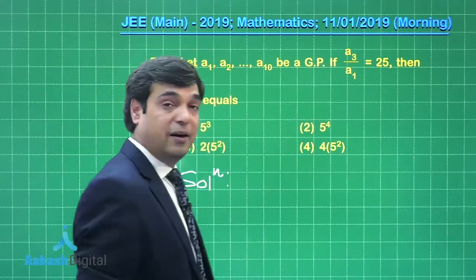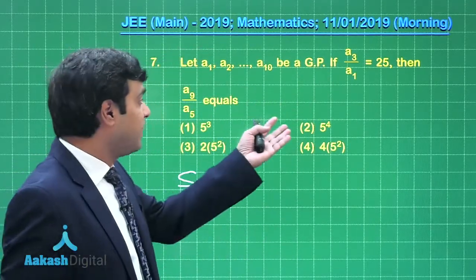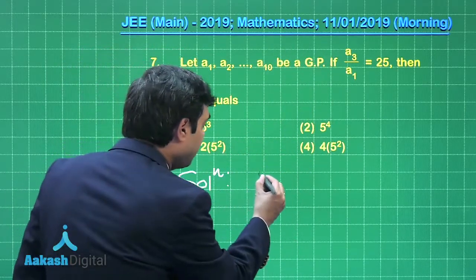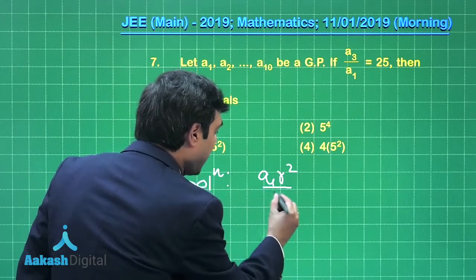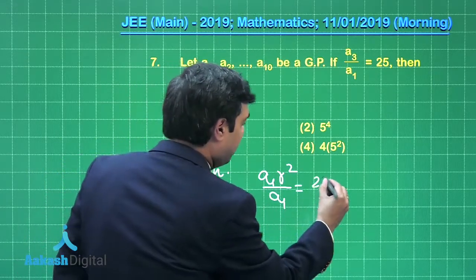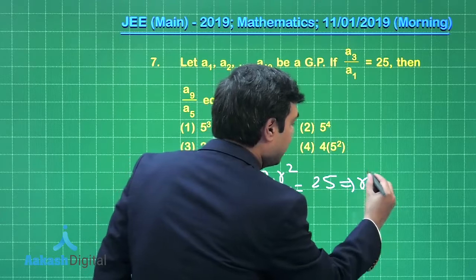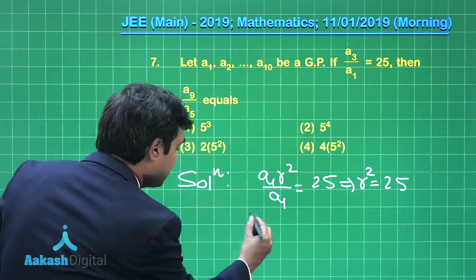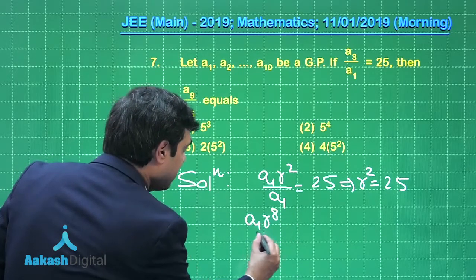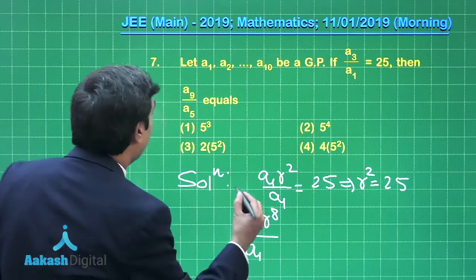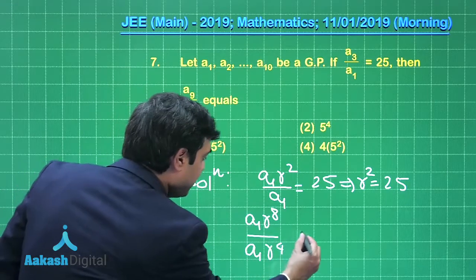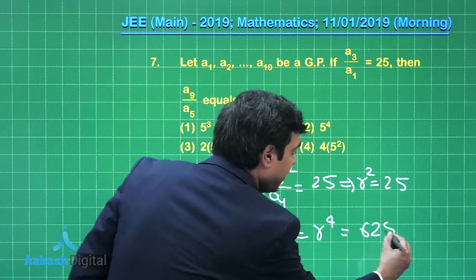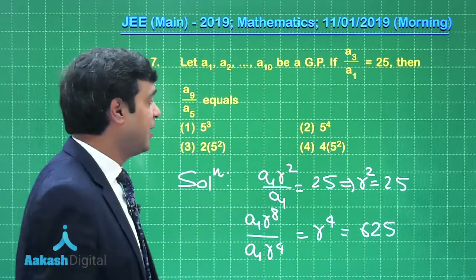A3 by A1, let's consider A1 as the first term, then A3 is simply A1 R square. So, we have A1 R square by A1 is equal to 25, that is R square is equal to 25. Looking for A9 by A5, that is A1 R8 divided by A1 R4. That means we are talking about R4, that is 25 square or simply 625.